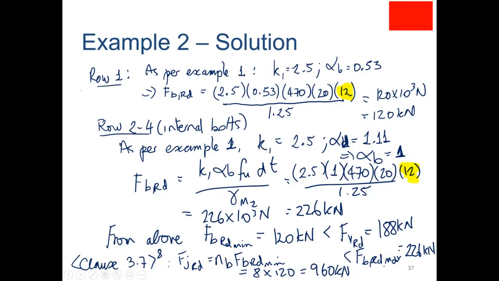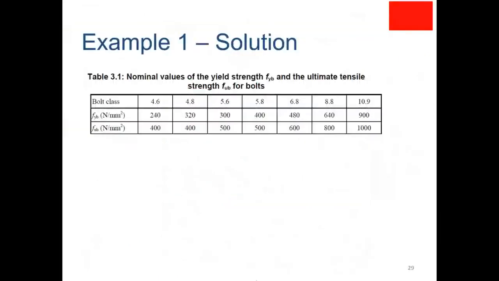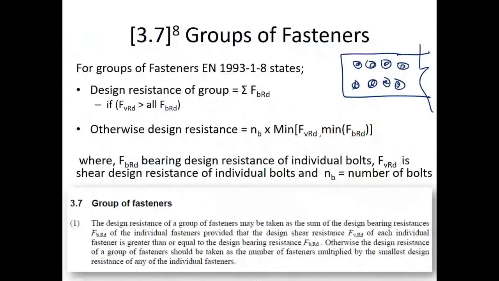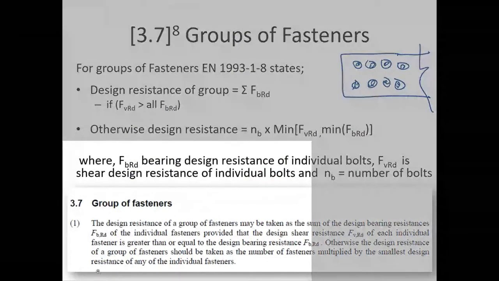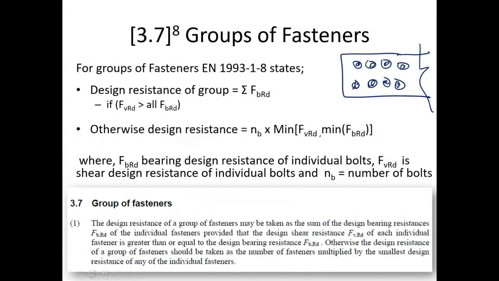I will say, well, let's take the lowest of all of those bearing resistances. Let's go back to where the code tells us that. I think I pulled it out here. Okay, so the design. There it is. So the design resistance of a group of fasteners will be taken as the sum of the design bearing resistances of the individual fasteners, provided that the design shear resistance of each individual fastener is greater than or equal to the design bearing resistance. Okay, so it's the sum of the design bearing resistance if the shear resistance of each individual fastener is greater than or equal to the design bearing resistance Fb,Rd.